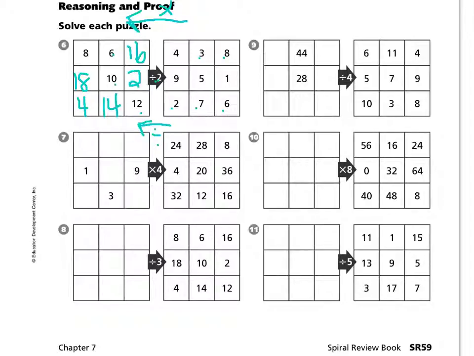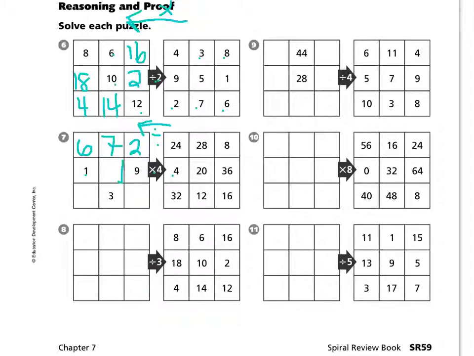So remember to write that operation in to help you remember. So 24 divided by 4 is 6. 28 divided by 4 is 7. 8 divided by 4 is 2. Now I have 1, so I could work forwards. 1 times 4 is 4.